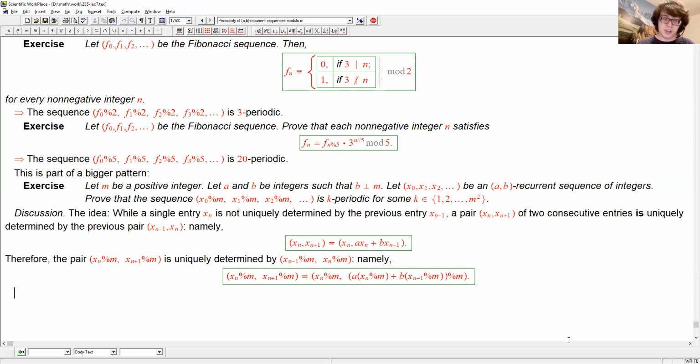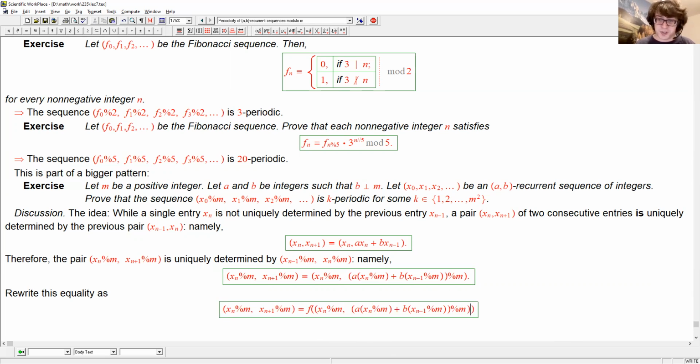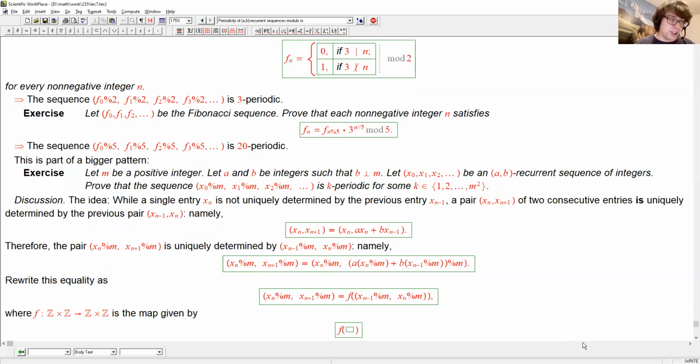So I'm going to rewrite this as (x_n % m, x_{n+1} % m) is a certain function of the previous pair, (x_{n-1} % m, x_n % m), where f, let me say for now, from Z cross Z to Z cross Z is the map given by, and now you just generalize this formula to any two values. So you have f(p, q) = (q, (aq + bp) % m).